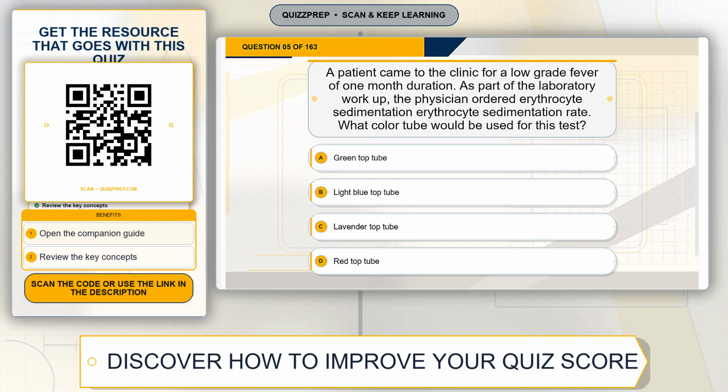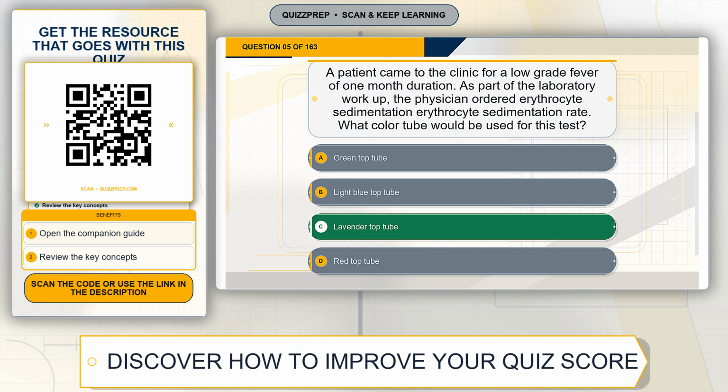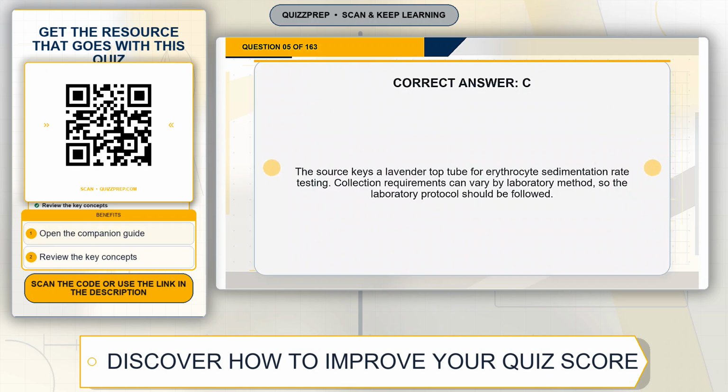Question 5. A patient came to the clinic for a low-grade fever of 1 month duration. As part of the laboratory workup, the physician ordered erythrocyte sedimentation rate. What color tube would be used for this test? Option A, green top tube. Option B, light blue top tube. Option C, lavender top tube. Option D, red top tube. The correct answer is option C, lavender top tube. Explanation. The source key is a lavender top tube for erythrocyte sedimentation rate testing. Collection requirements can vary by laboratory method, so the laboratory protocol should be followed.